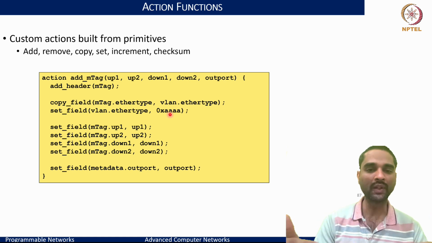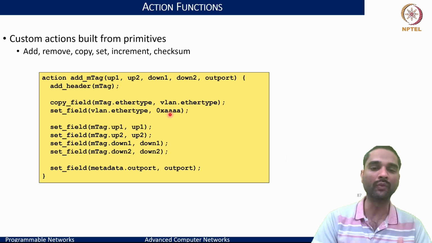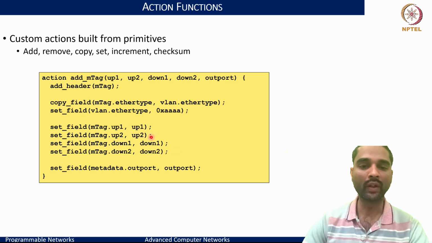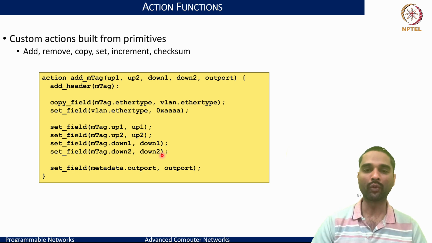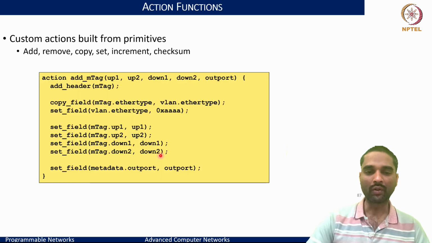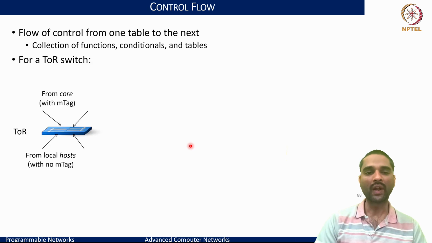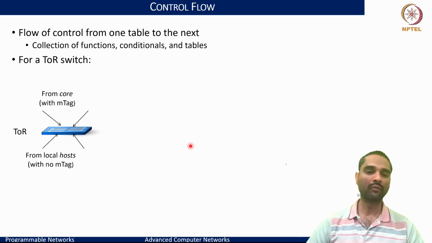So we have basically interspersed the M tag header between the VLAN and IPv4, and we have set the M tag with up 1, up 2, down 1, down 2 that we would have received as a part of this information that we set. And once these are all set, the set field as an action sets the meta of output port to the output port that we would want to take on the device. And now the last part is exactly the control flow in terms of how everything fits together.